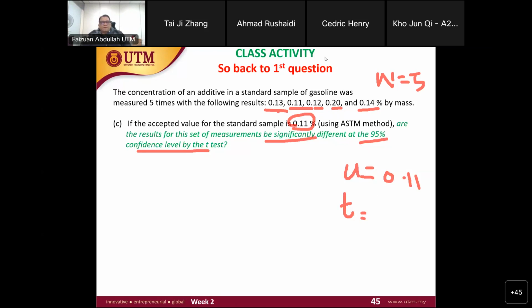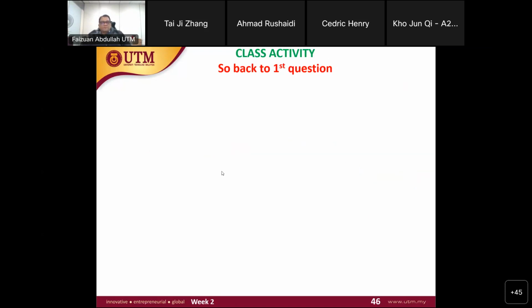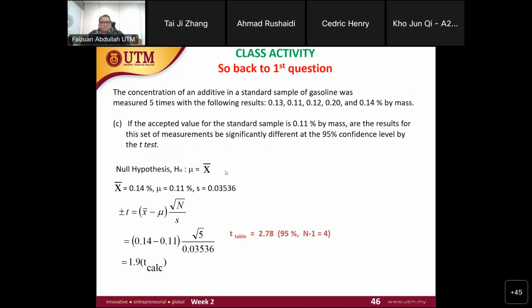And then you calculate the t value. So how? For the null hypothesis, you just write the null hypothesis is mu equal to x. So calculate x. You got x, you got mu here. And also s, the standard deviation. Calculate the t calculated. If the t calculated is lower than the t table, the hypothesis is accepted and the two means have no difference, the systematic error is not present and the method can be accepted.